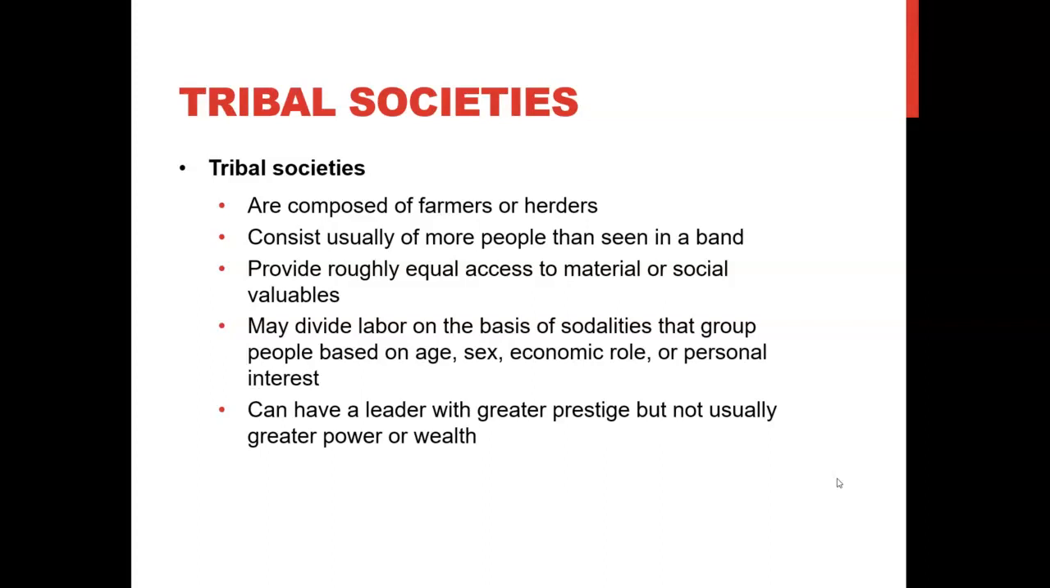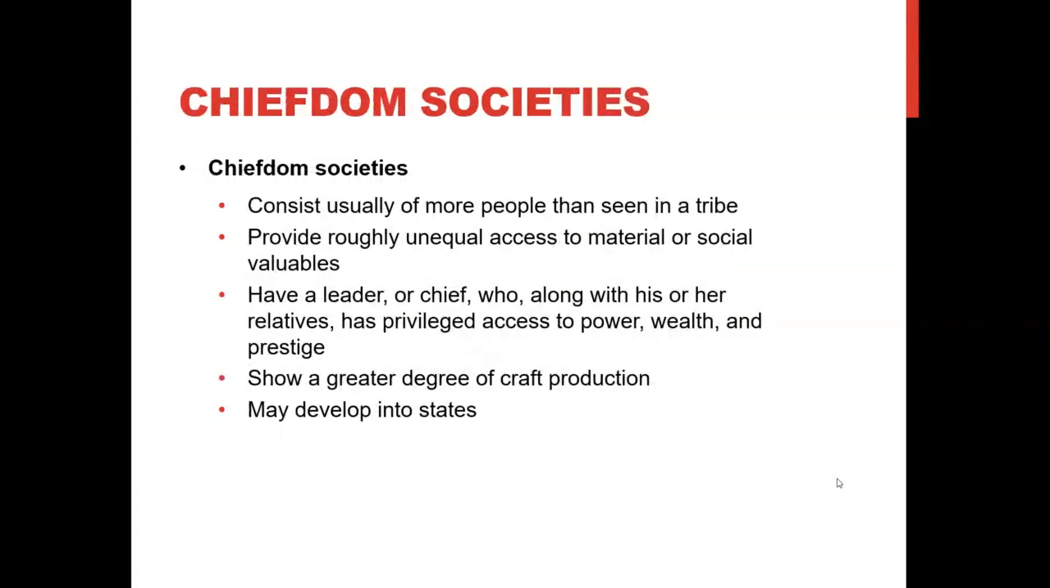All right, now moving on, we're getting really, really big now. We're a chiefdom society. The chiefdom society, let's say we're like 1,000 people big. Okay, usually consists of more people than seen in a tribe. Roughly provide unequal access to material social valuables. So now things are starting to get chopped up a little bit. Okay, and we'll talk about the next one, or it'll play into the next one.